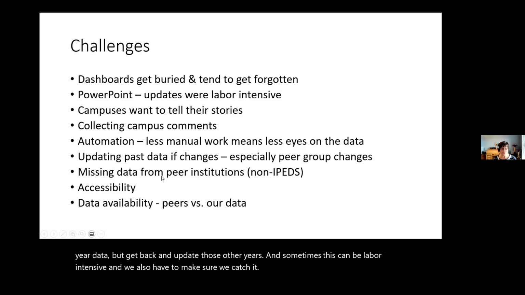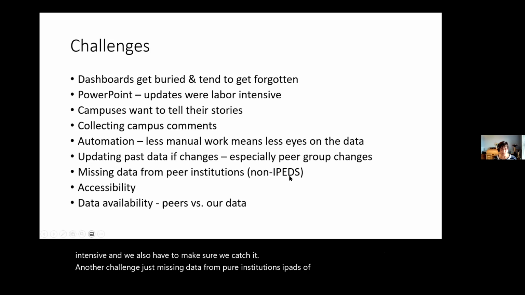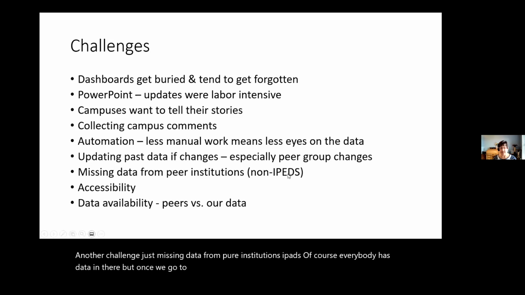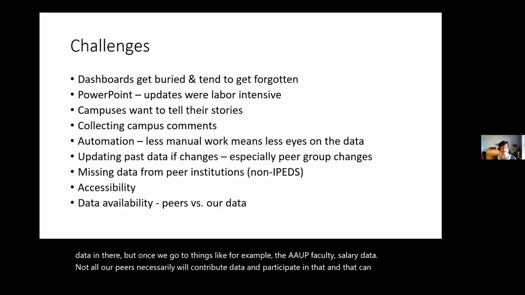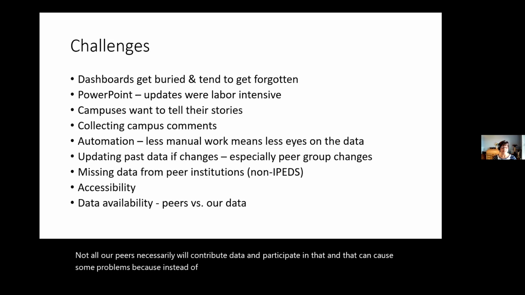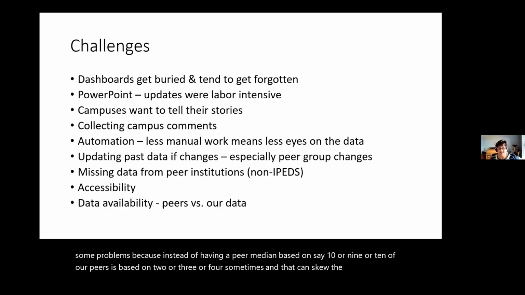Another challenge, just missing data from peer institutions. IPEDS, of course, everybody has data in there, but once we go to things like, for example, the AAUP faculty salary data, not all our peers necessarily will contribute data and participate in that. And that can cause some problems because instead of having a peer median based on, say, 10 or 9 or 10 of our peers, it's based on 2 or 3 or 4 sometimes, and that can skew the view and just make that comparison a little odd.